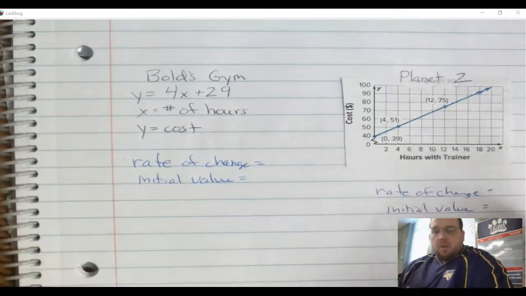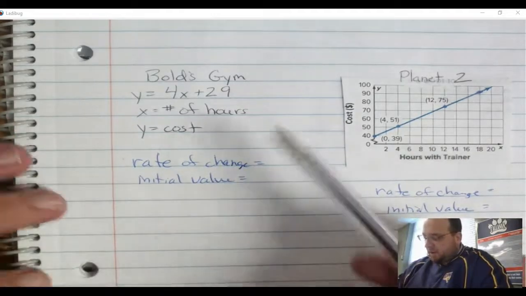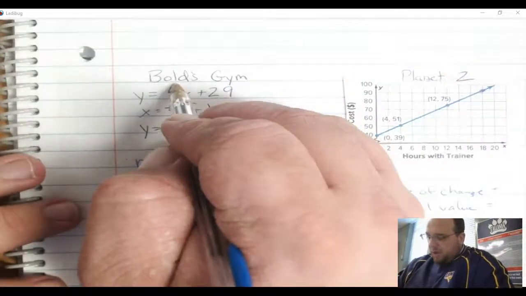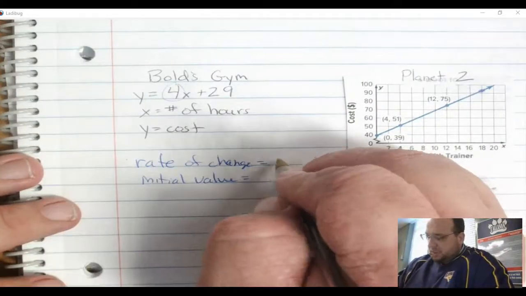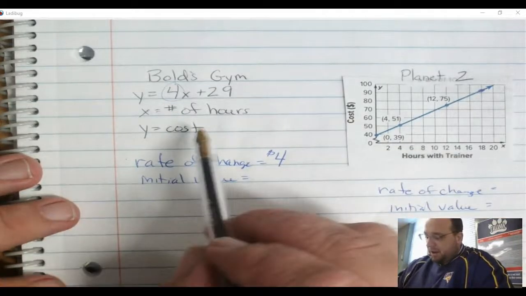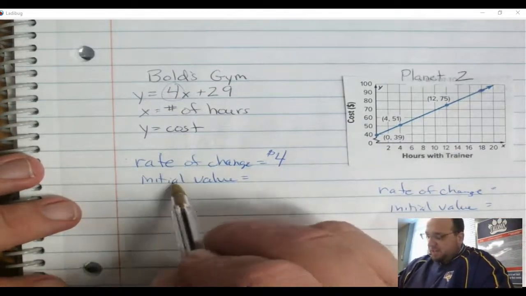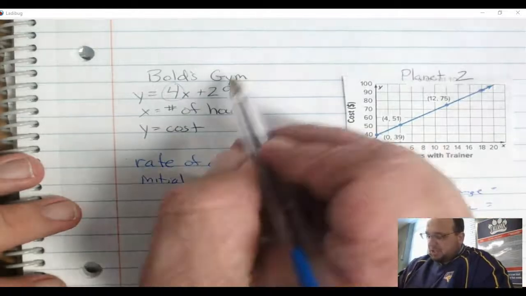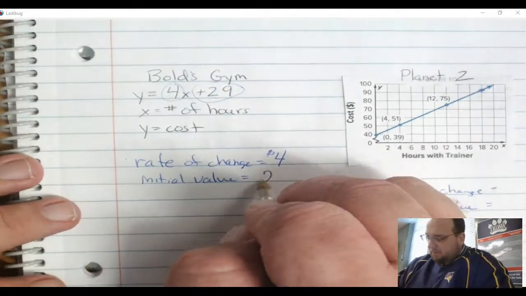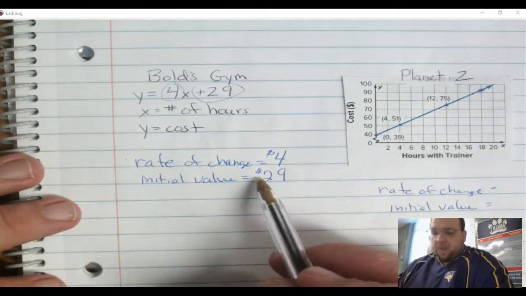Okay, in an equation, it's pretty easy to find the rate of change and the initial value. The rate of change is m, or your slope. So your rate of change is right here. So your rate of change for Gold's Gym is $4, because that's the cost per hour. The initial value, again, that's pretty easy because you just look at the y, and the initial value is $29. Okay, so that would be like your fee that you pay.